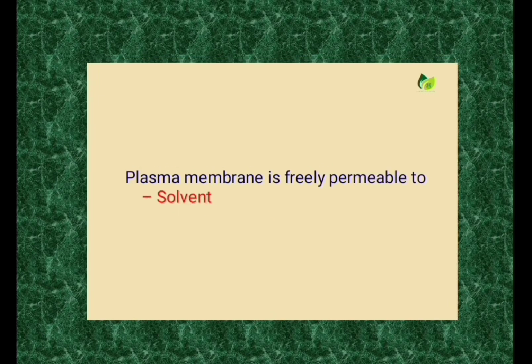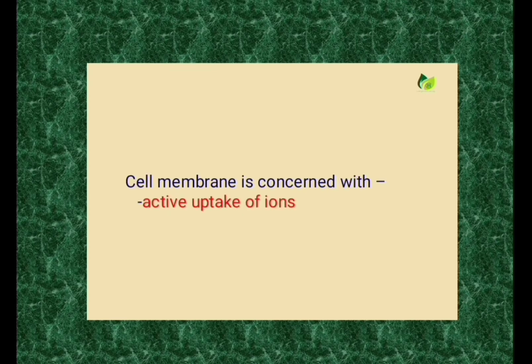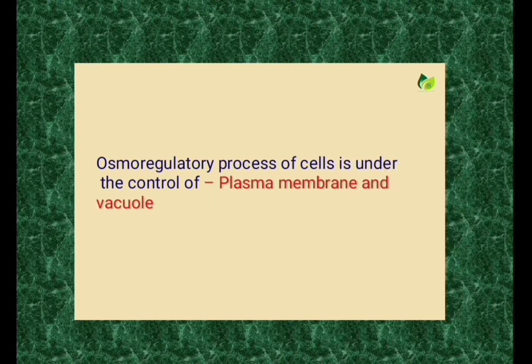Now coming to the next question. Plasma membrane is freely permeable to solvent. Next question. Cell membrane is concerned with active uptake of ions. Next question. Osmoregulatory process of cells is under the control of plasma membrane and also vacuole.